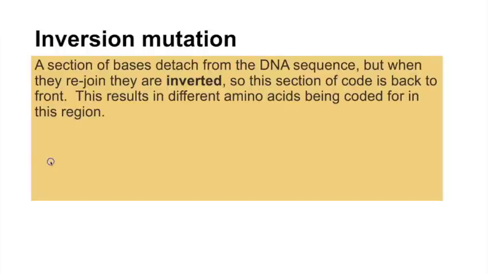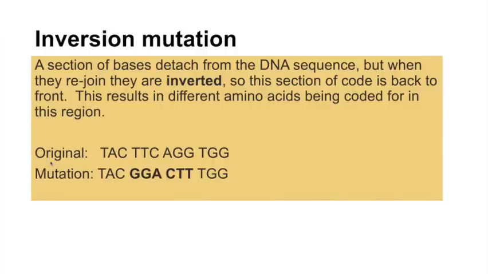An inversion mutation is when a section of the bases detaches from the DNA sequence, and when it rejoins, they are the other way round, so they're inverted. And that's what we can see here. This section, TTCAGG, that has been removed, but then when it was replaced, it's back to front, it's inverted. So that particular section of the DNA will now probably code for different amino acids, and therefore you'll have a very different primary structure.